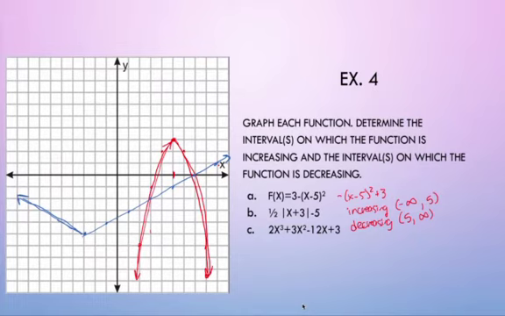So for B, the interval where it's increasing is from -3 to infinity, and it's decreasing from -infinity to -3. Our intervals of increasing and decreasing are always written in terms of the x values.